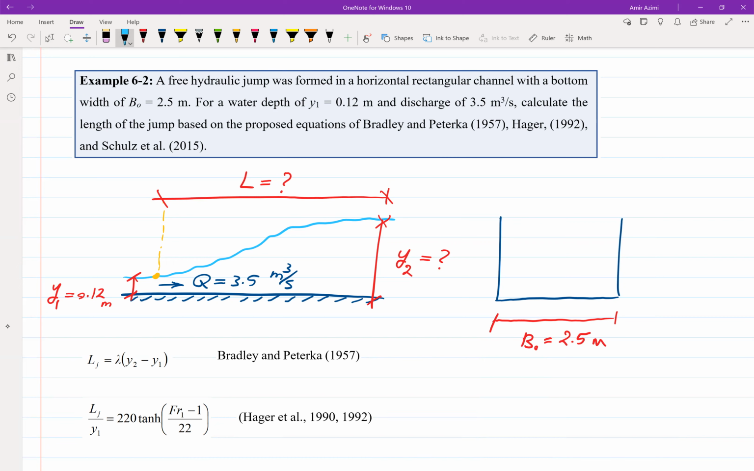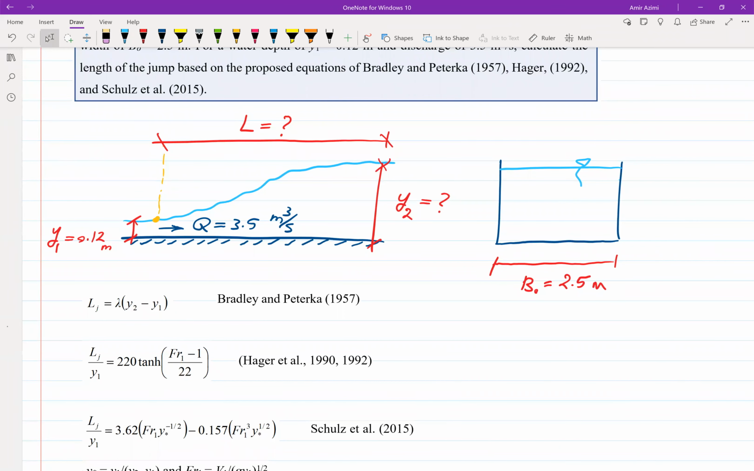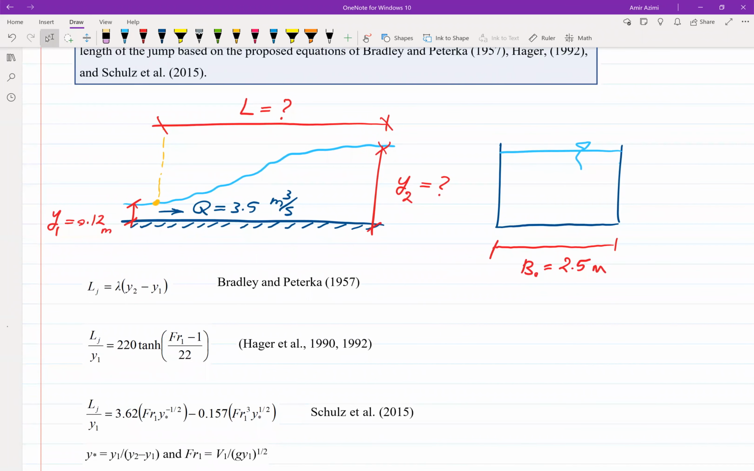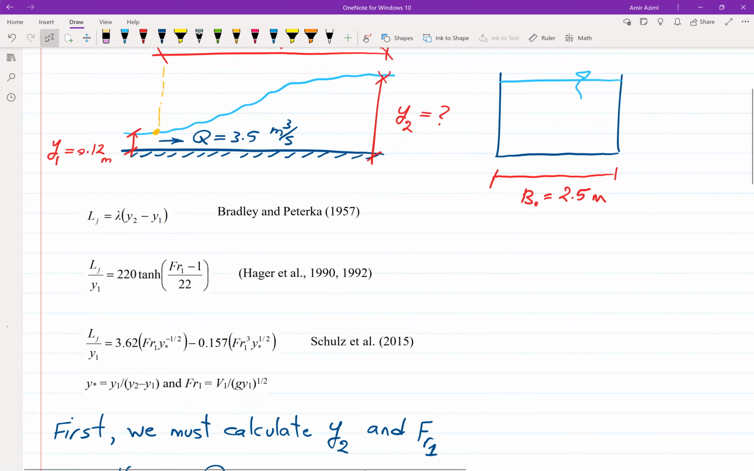So the idea is how we can calculate the length of the jump and how close or different the proposed equations are. Three proposed equations are tested here: Bradley and Peterka in 1957, Hager in 1992, and Schulz et al. in 2005. If you go to chapter 6 of the textbook, you can find those equations. So I have the equations for Bradley, Peterka, Hager, and Schulz.